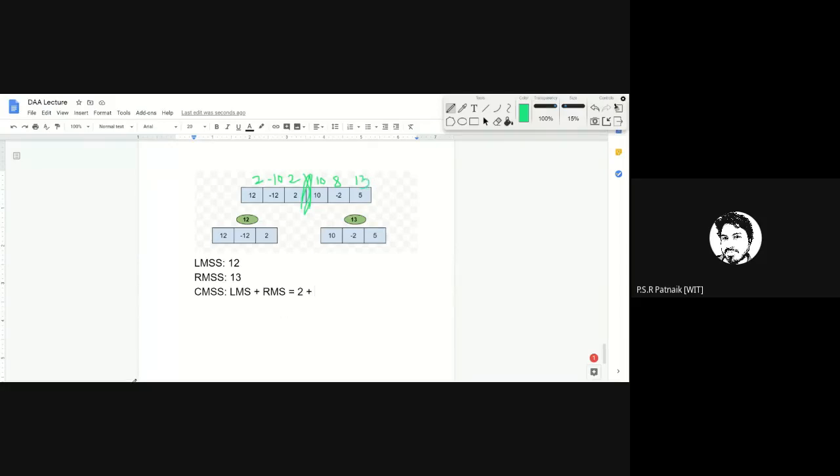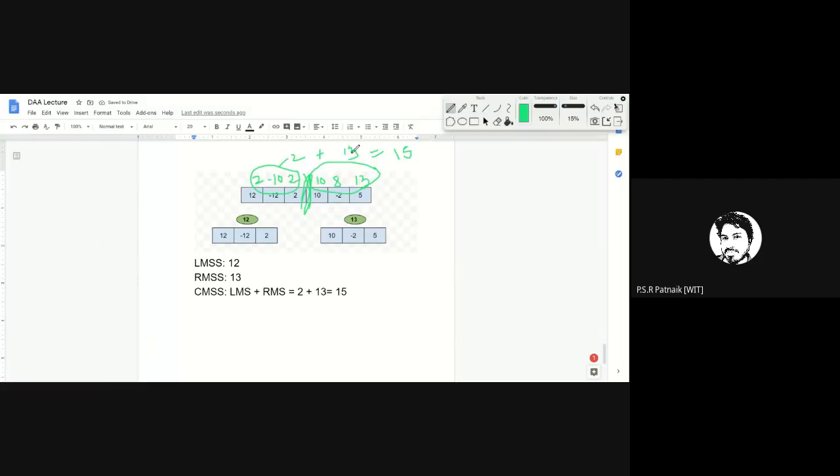13. So now what is the max among these three? The max among these three is 2. And what is the max among the other side? 13. So what is the sum of these two? The sum of these two is 15. So which is greater? 12 is greater, 13 is greater, or 15 is greater? 15 is greater. So here 2 plus 13 is equal to 15.